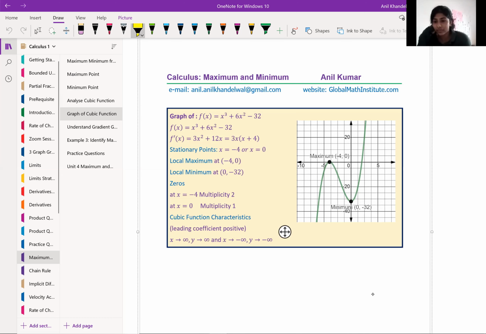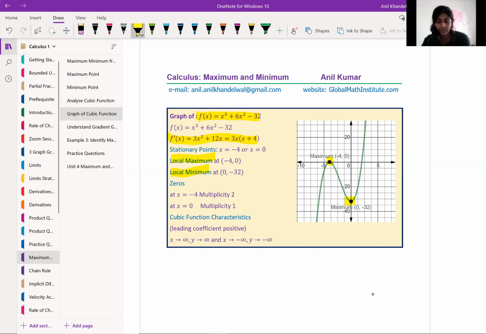We worked with this cubic polynomial function x cubed plus 6x squared minus 32, whose derivative we found could be written as 3x times (x + 4), giving us two critical points, x equals 0 and x equals -4. We also found a local maximum at (-4, 0) and a minimum at (0, -32). So on a graph, we'll plot these two values. We also found that the local maximum was our zero, and that helped us to divide and find the quadratic factor and then factorize further.